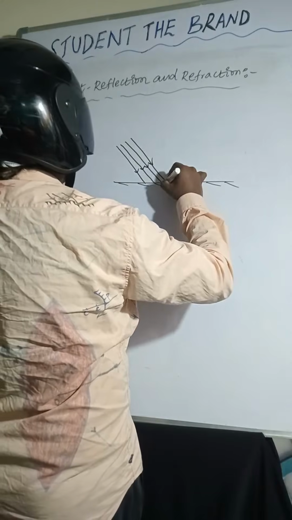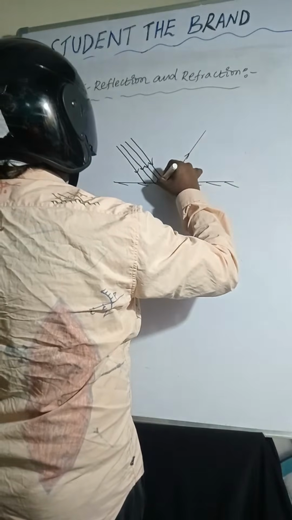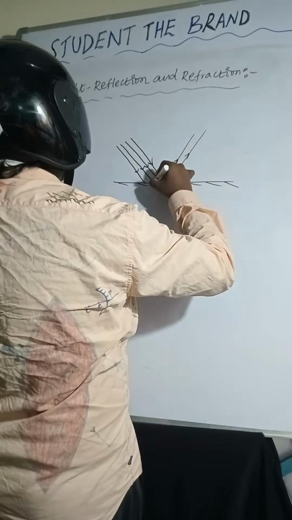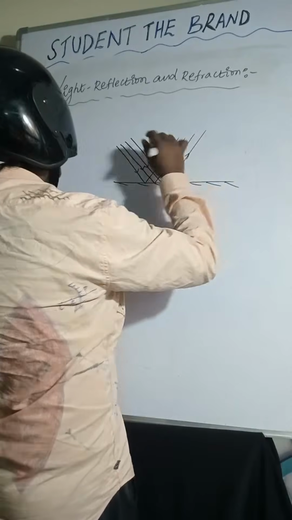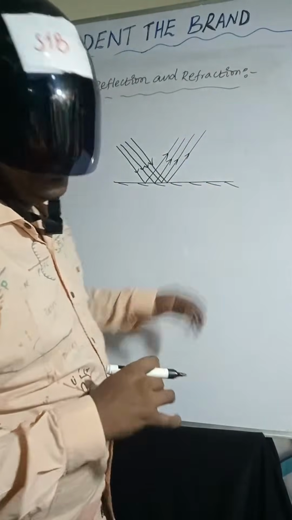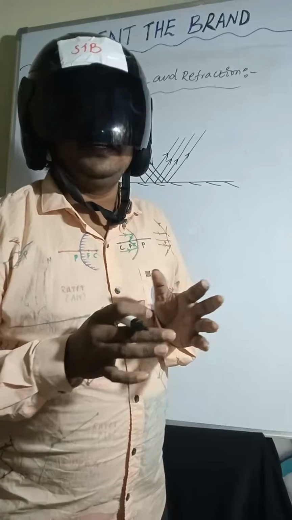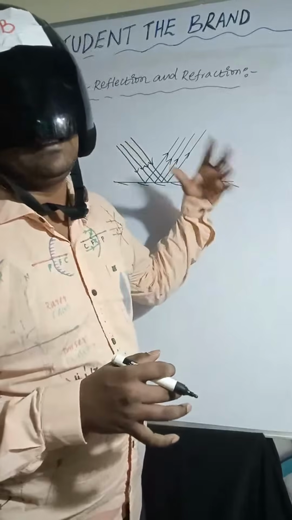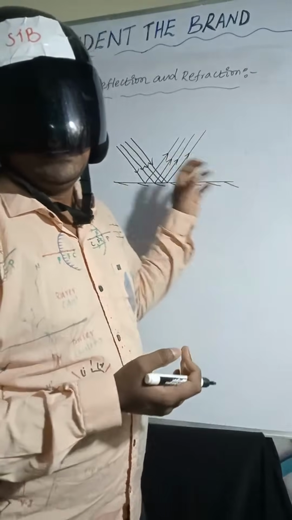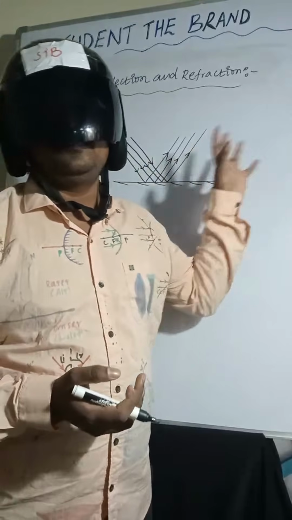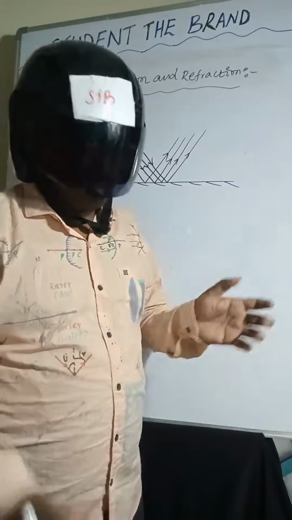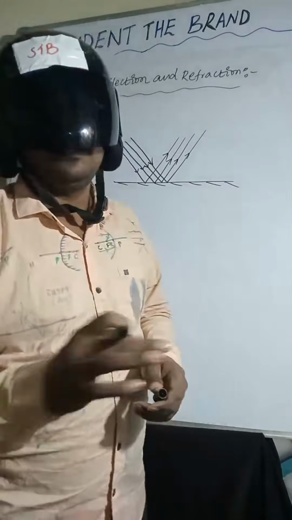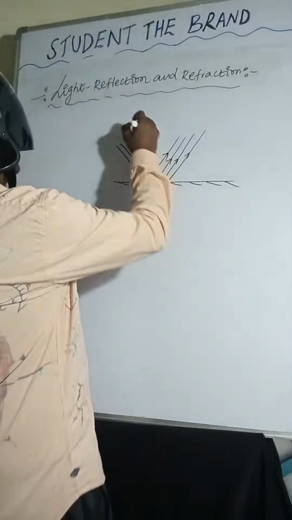These are the reflected light rays. You can observe that the incident light rays are parallel to each other, and the reflected light rays are also parallel to each other. This type of reflection is called regular reflection.